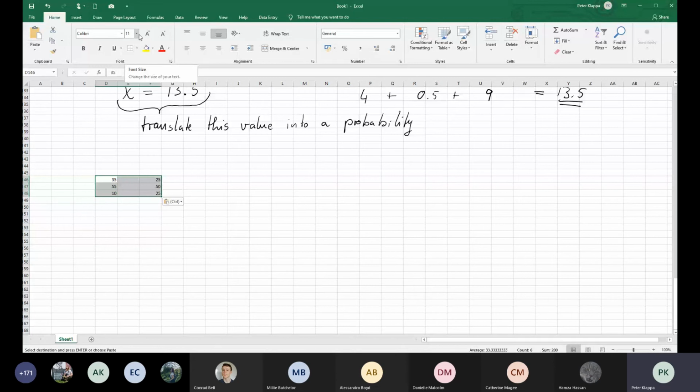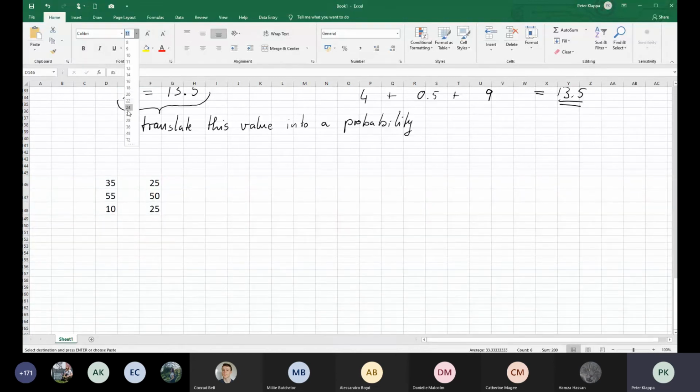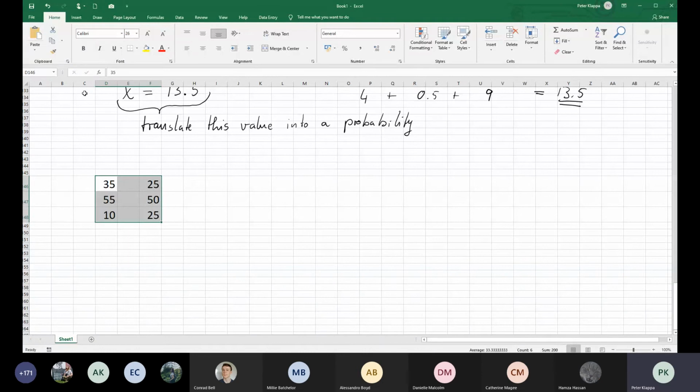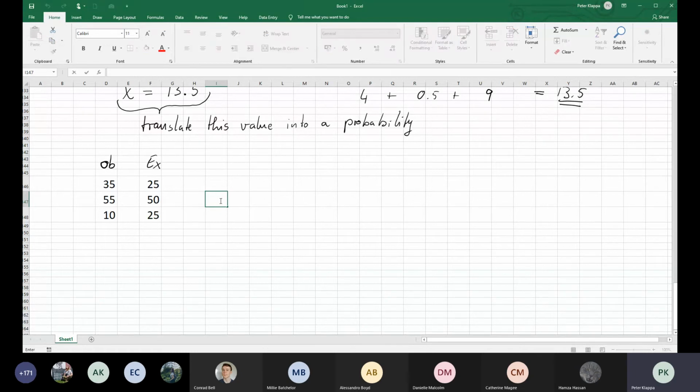Let's make this a little bit bigger. Again, these are our numbers here again. These were the observed. And these were the expected numbers. Now, the great thing about Excel is that, again, we can use a built-in function in Excel to calculate the probability that we get these observed values when we expect these numbers. And the function in Excel is just simply equals chi-square dot test.